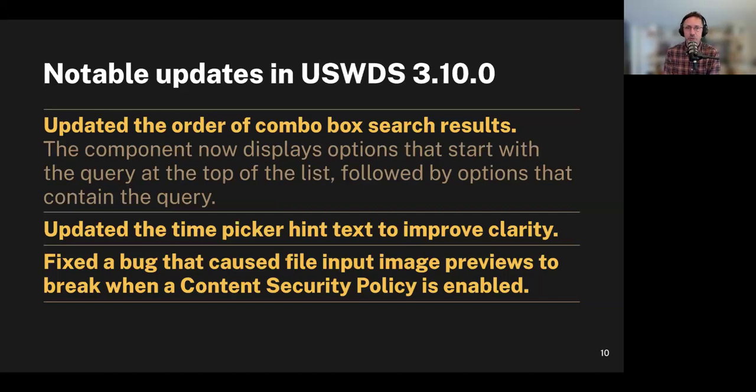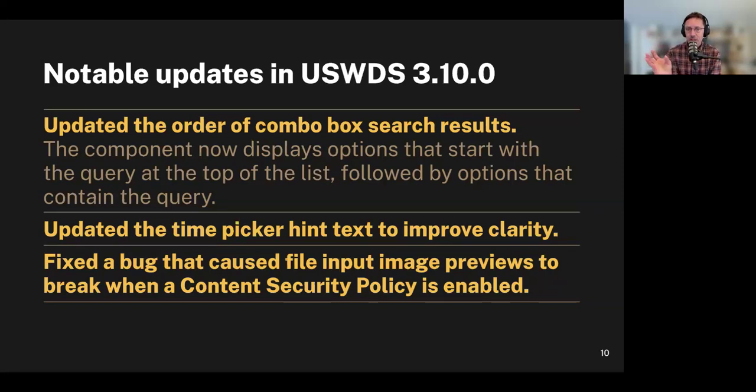The first is one I'm super happy to get out the door to folks. Based on some findings from usability testing, we updated the order of combo box search results. It's a bit of a small thing, but it has what I think is a big impact. The component now displays options that start with the query string at the top of the results list, followed by options that contain the query string.